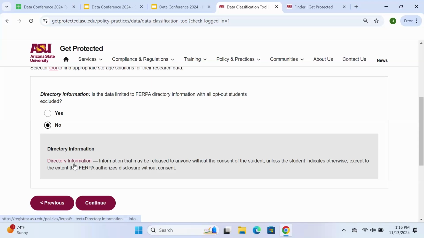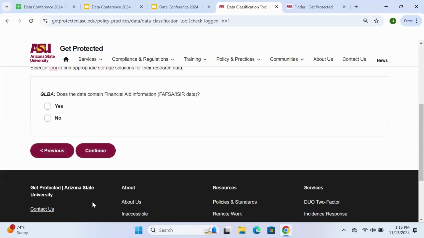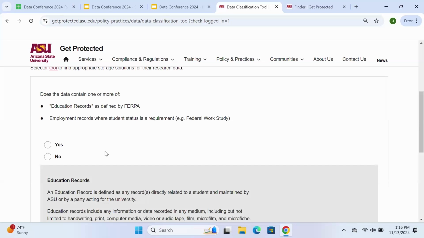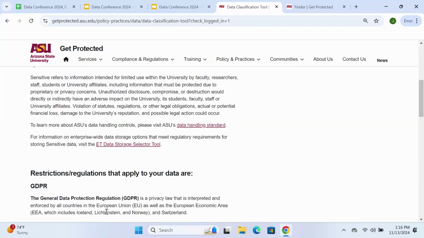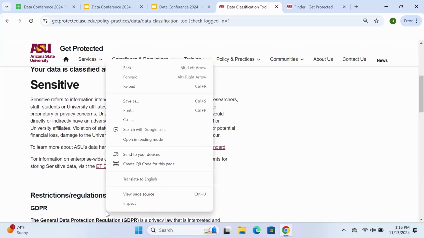If you need definitions, you click down here on the link for directory information. It'll tell you which fields are included or not included in FERPA directory information. Does it contain financial aid information from the FAFSA or the ISIR? In this case, no. And then, does it include education records? And here's the definition. It is directly related to a student, and it is maintained by ASU, so I'm going to say yes. And now, we get our data classification.